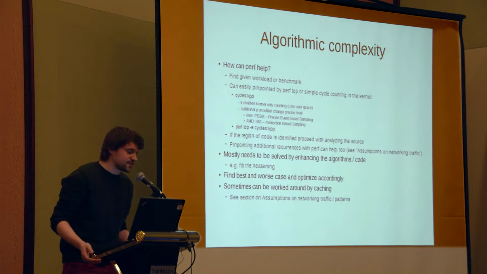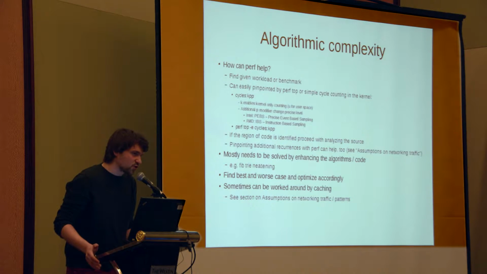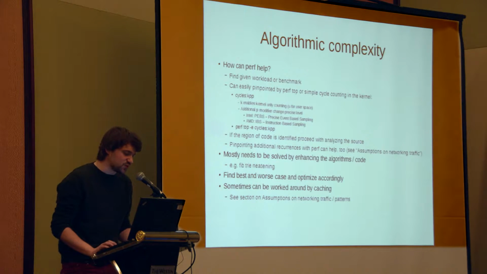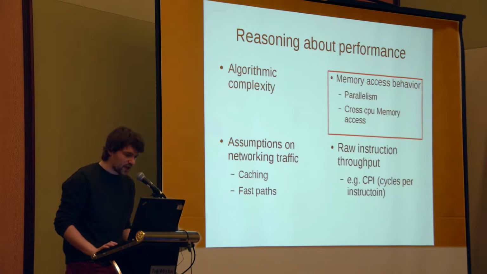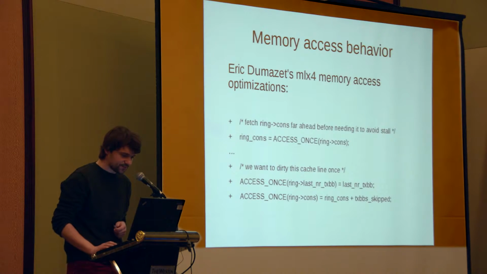So what you can do with it is, if you look at algorithmic complexity, if you hit a specific worst case workload, it should basically be pretty much at the top of perf top, and you can try to find ways to solve that. And as I said, you can also sometimes try to introduce caching and get around the algorithmic complexity in some places. Okay, let's look at reasoning about memory access behavior.